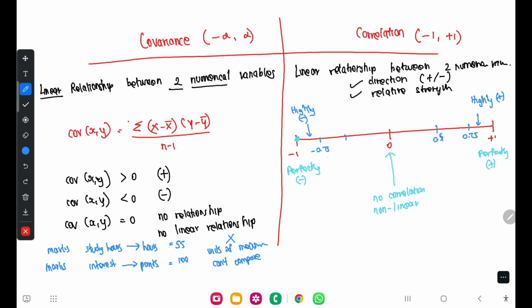If it falls within this region over here, we can say there exists a moderate relationship. This is a moderate negative and this is a moderate positive. So whatever falls in this region over here, what does it mean? Definitely weak. Weakly negative and weakly positive.